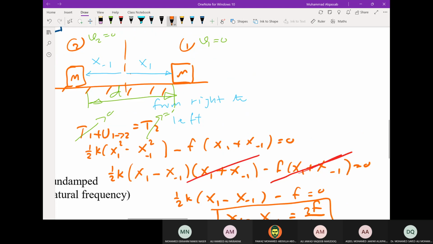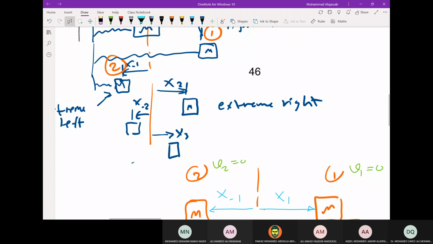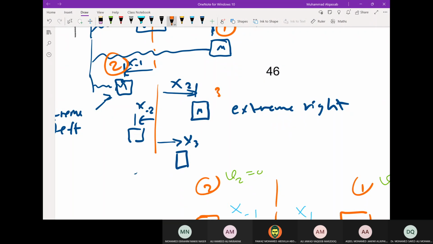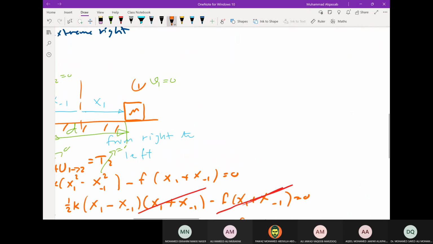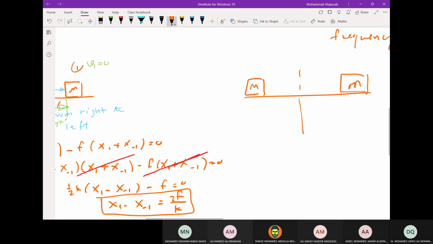Okay, now we move to the second half cycle, which is from point 2 to point 3. From point 2 to point 3, we apply the same principle. Here is position 2, and this is the equilibrium position, and this will move to x2. So here it is x of minus 1, and here it is x of 2, and the motion is in this direction. Again, we apply the principle of work and energy.